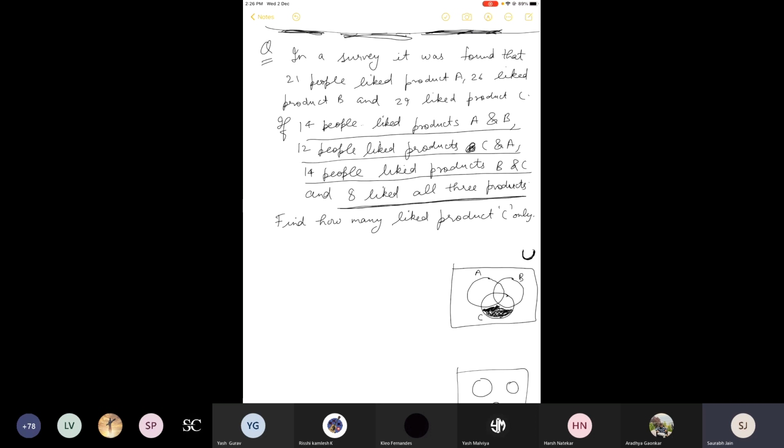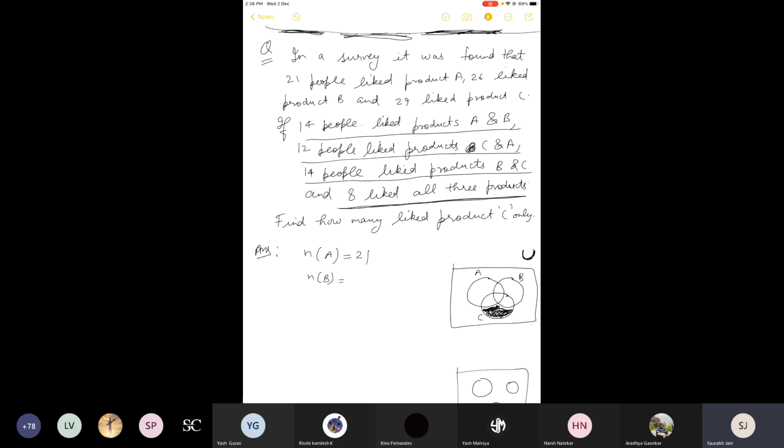First let me complete this. First line: 21 people like product A, that means n(A) is 21. 26 like product B, n(B) is 26. Then n(C) is 29. 14 liked both A and B, so n(A intersection B) is 14. 12 liked C and A, so n(C intersection A) is 12. 14 liked B and C, and n(B intersection C) is 14.